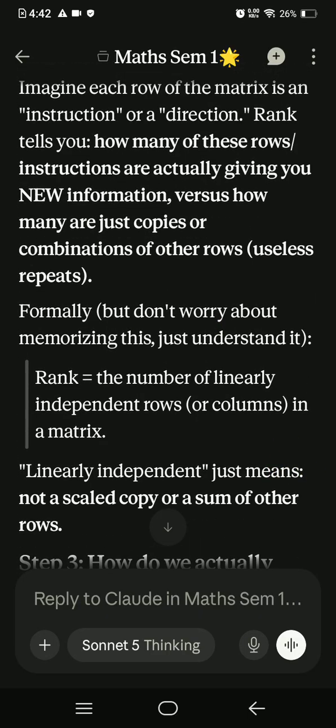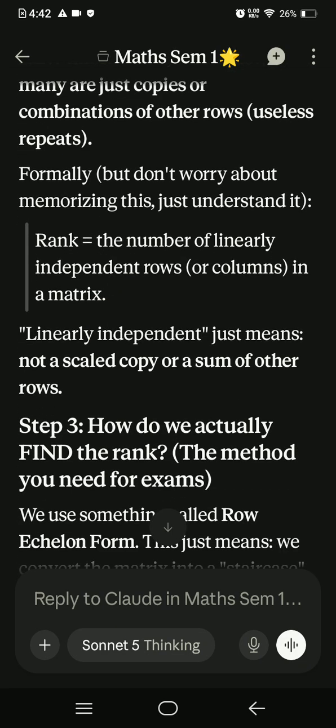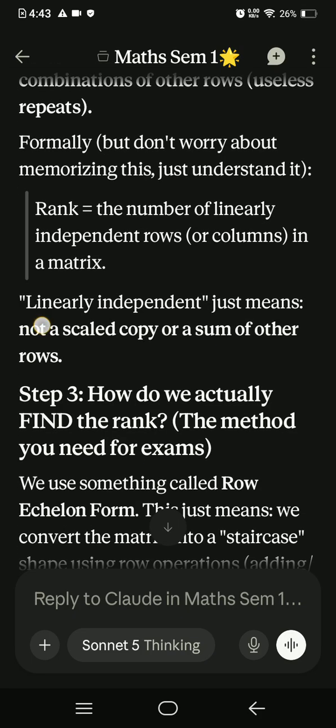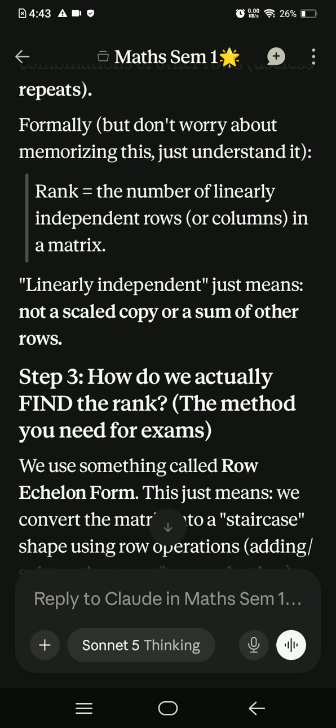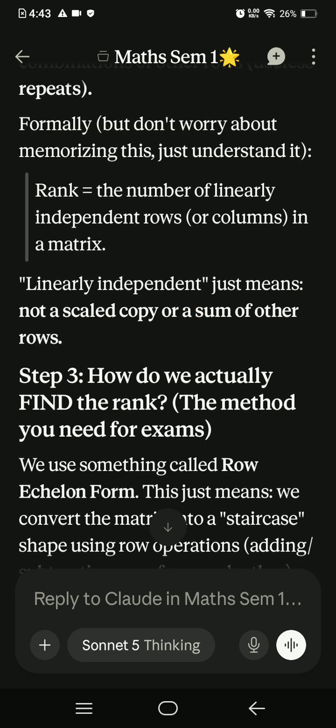So formally, but don't worry about memorizing this, just understand rank is the number of linearly independent rows or columns in a matrix. Independent rows are the ones that we cannot derive using row or column operations, as far as I can remember. So linearly independent just means not a scaled copy or a sum of other rows.